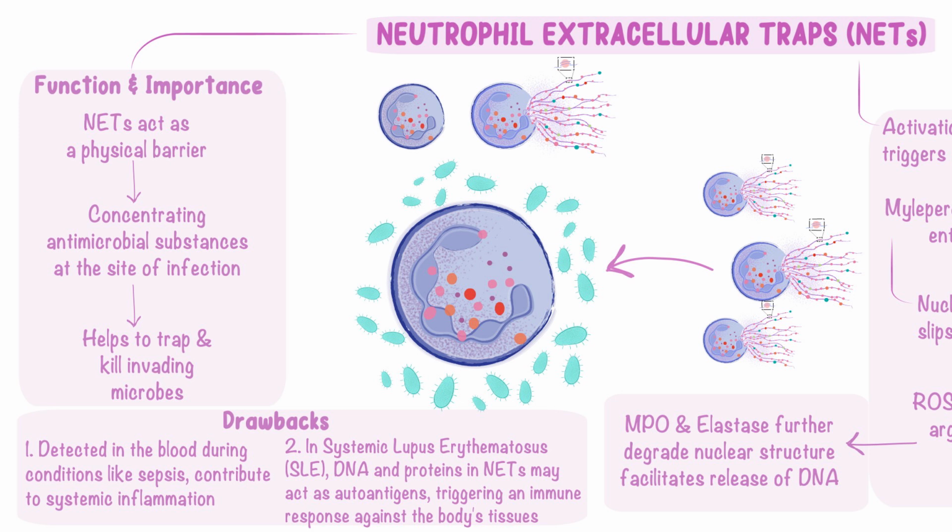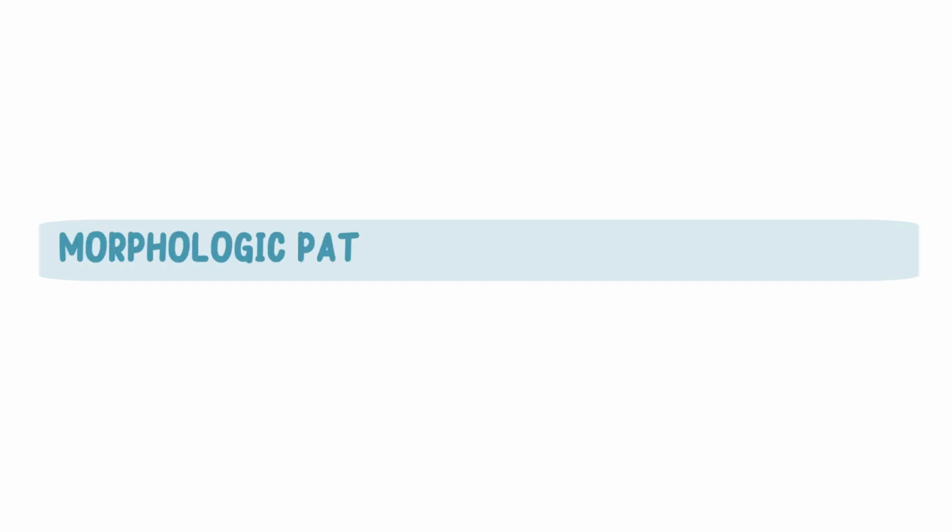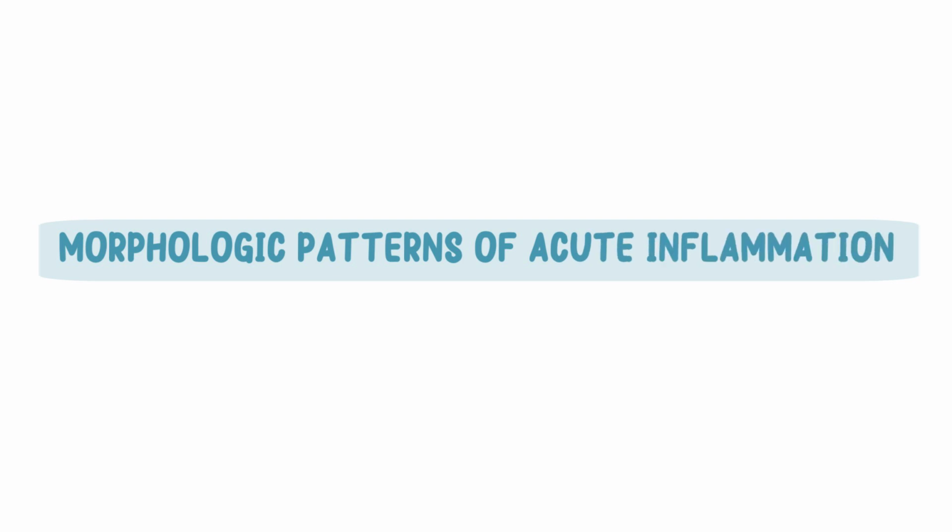Acute inflammation presents with characteristic morphological features, most notably the dilation of small blood vessels and the accumulation of leukocytes and fluid in the tissues. However, depending upon the cause, severity, and location of the inflammation, several distinct morphological patterns may emerge. Recognizing these patterns is crucial because they often provide valuable clues about the underlying cause of the inflammation.